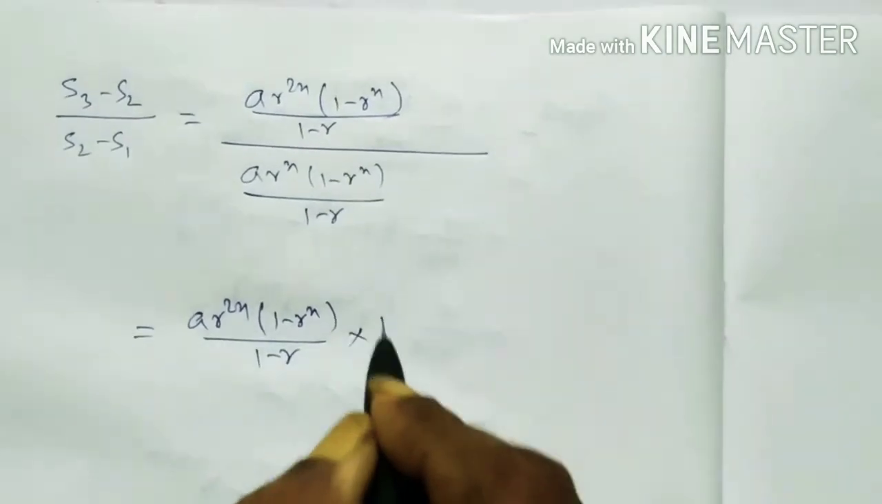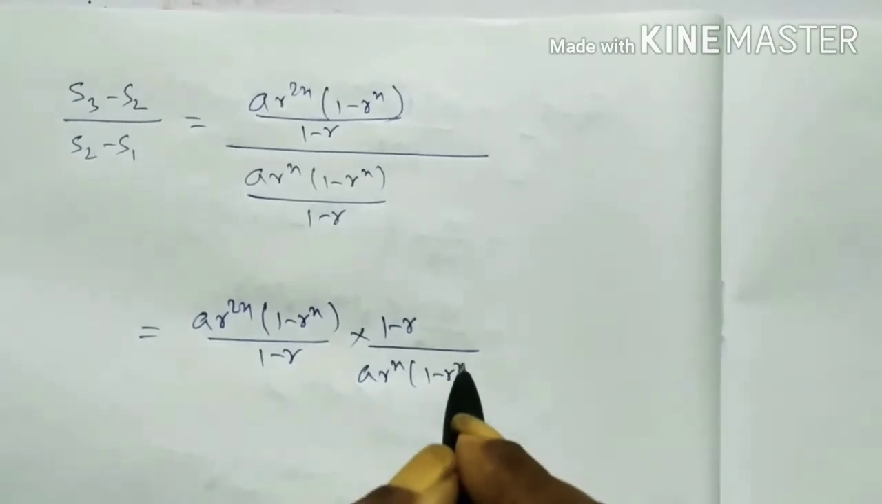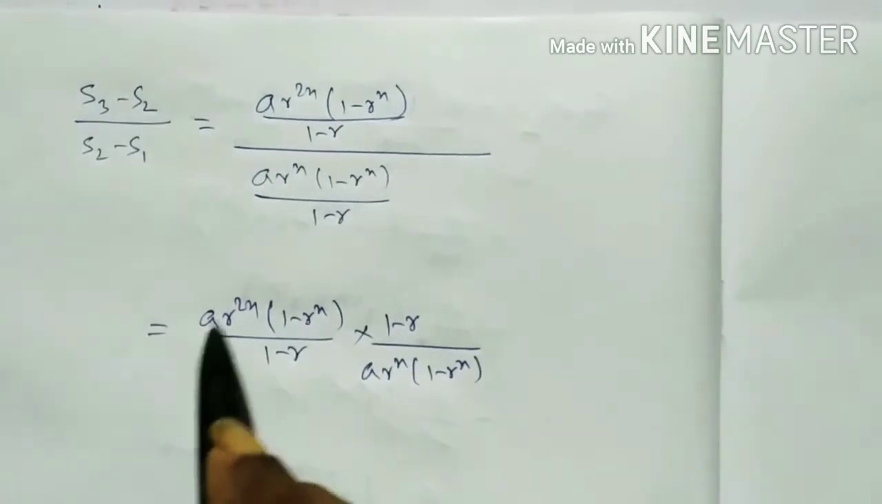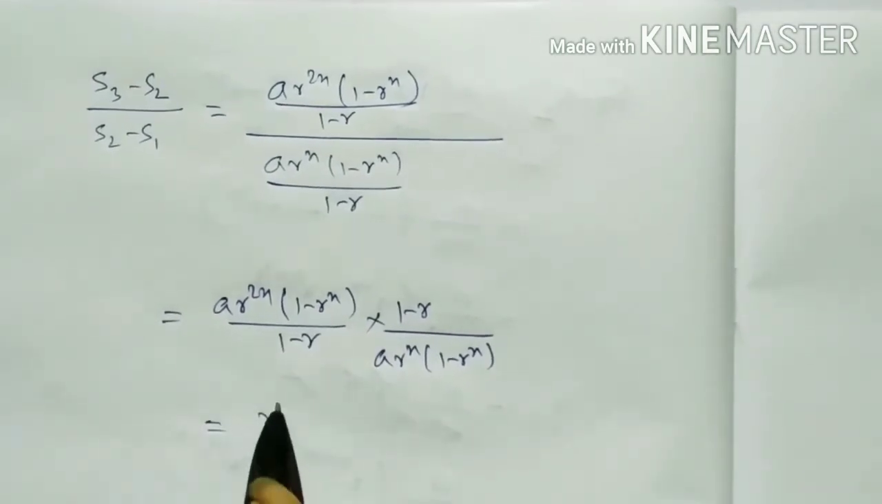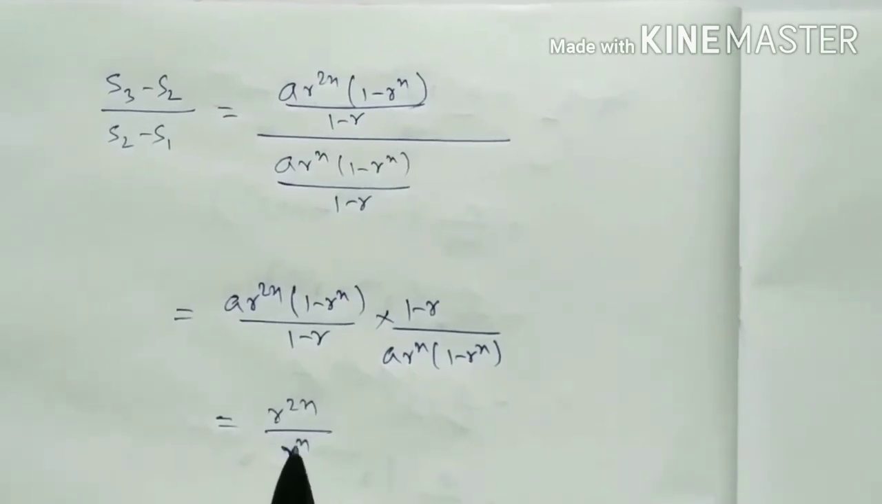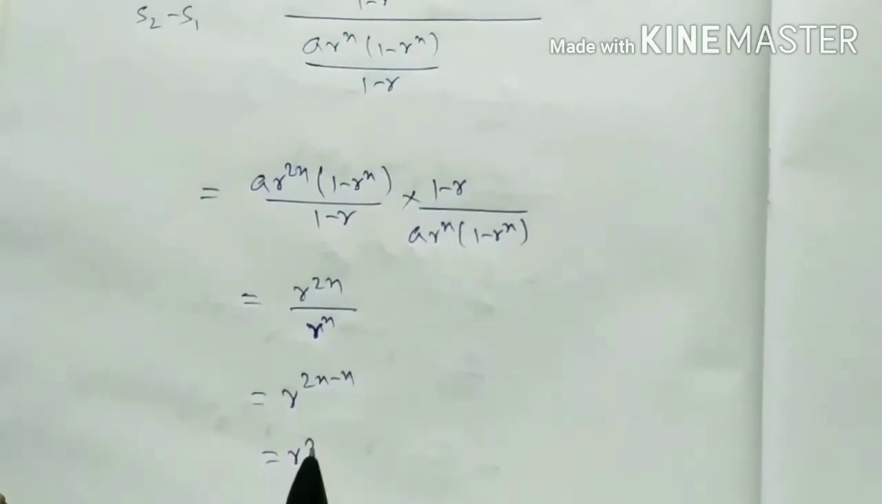Now a r to the power of 2n, (1 minus r to the power of n), (1 minus r) into (1 minus r), by a r to the power of n, (1 minus r to the power of n). Here you see this cancels out, this cancels out, remains r to the power of 2n by r to the power of n. Applying the indices rule, it becomes r to the power of 2n minus n, so r to the power of n.